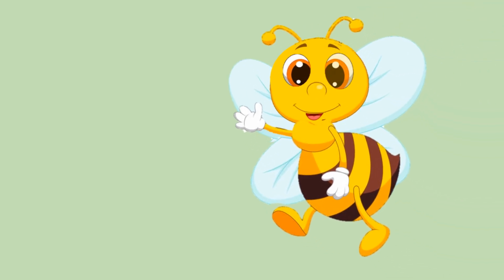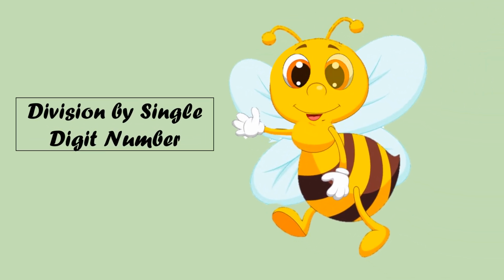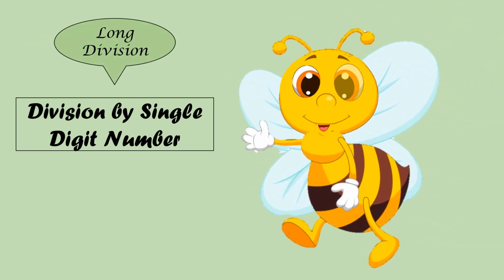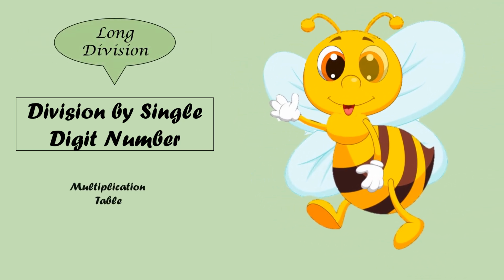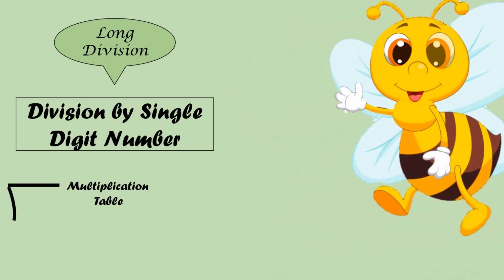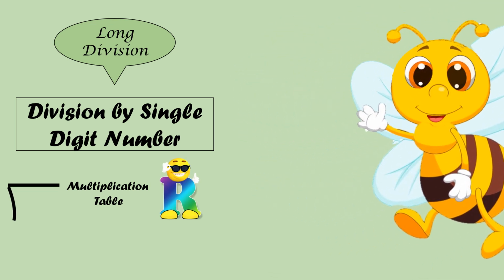In this video, we learned together division by a single-digit number by using long division. We also used the multiplication table, the symbol of long division, R for remainder, and the equal sign.